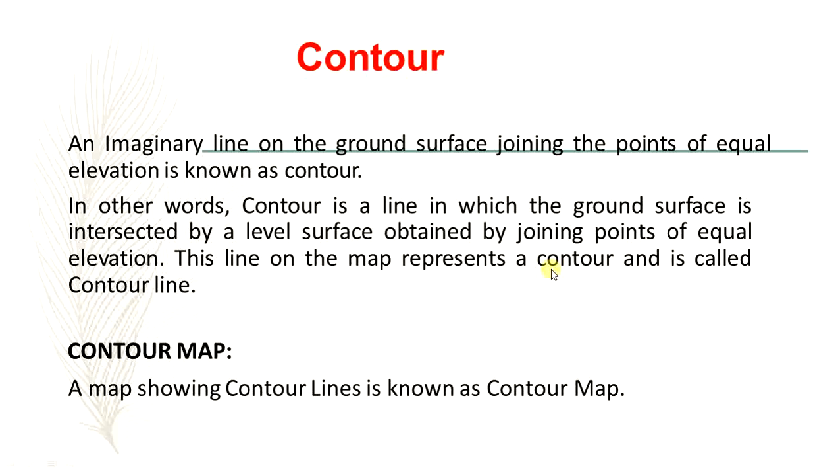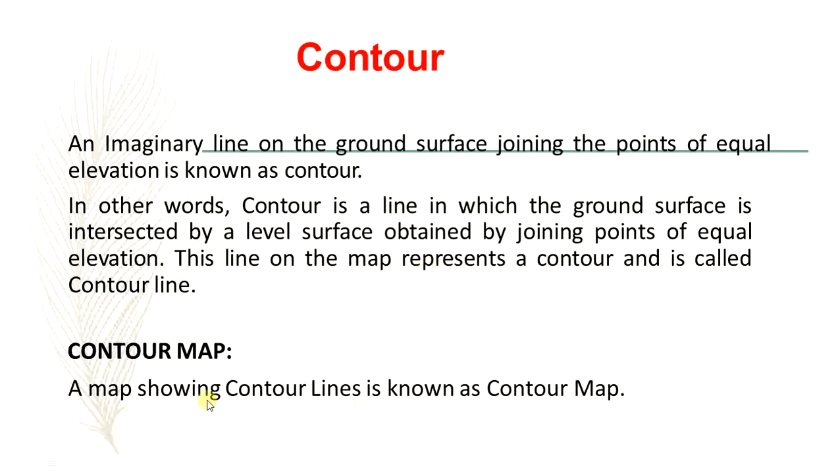In other words, what is the contour? It is the line where the surface of the ground is intersected by a level surface, obtained by joining points of equal elevation. An imaginary line on the ground surface joining points of equal elevation is known as the contour. And the line on the map that represents the contour is called the contour line.